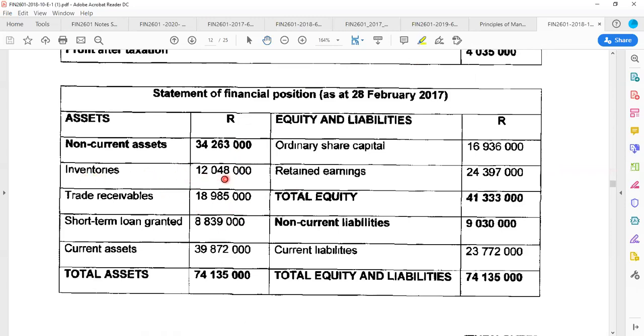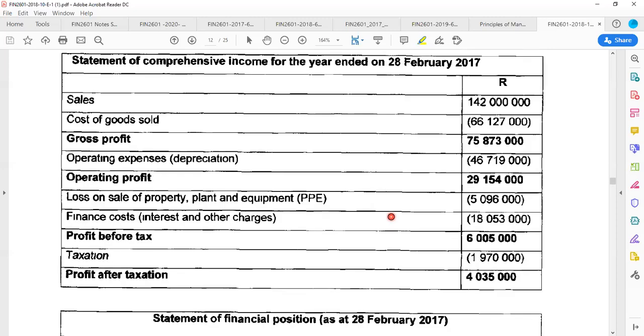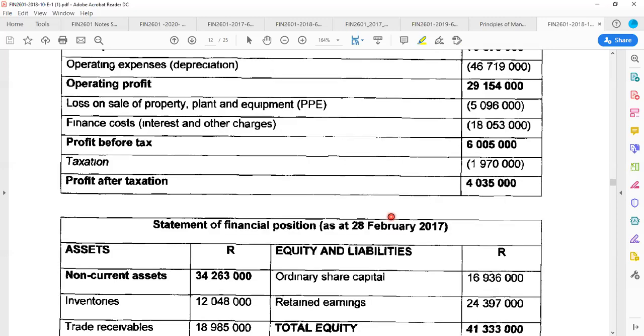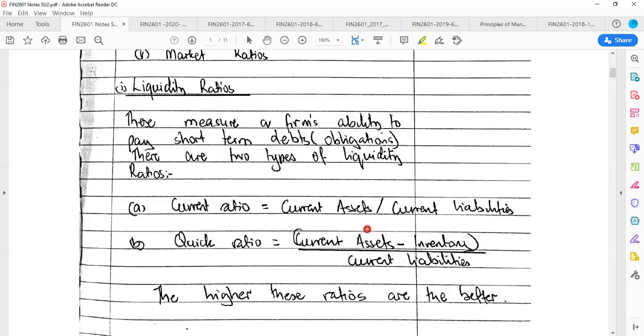Inventory is a current asset. Trade receivables are a current asset. Even cash and cash equivalents, things like that, are current assets, right? And then current liabilities are things like trade payables, when you owe people money, or what we call accruals or short-term loans. Okay, so you have to be able to identify what current assets are and what current liabilities are.